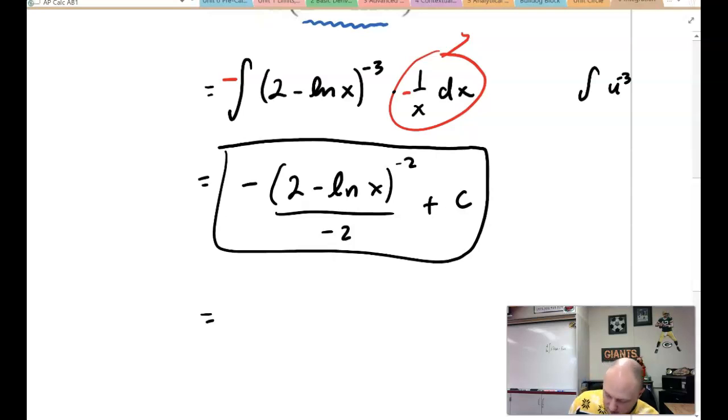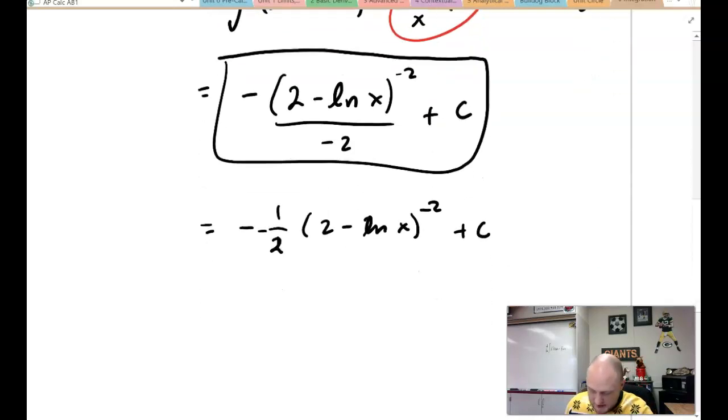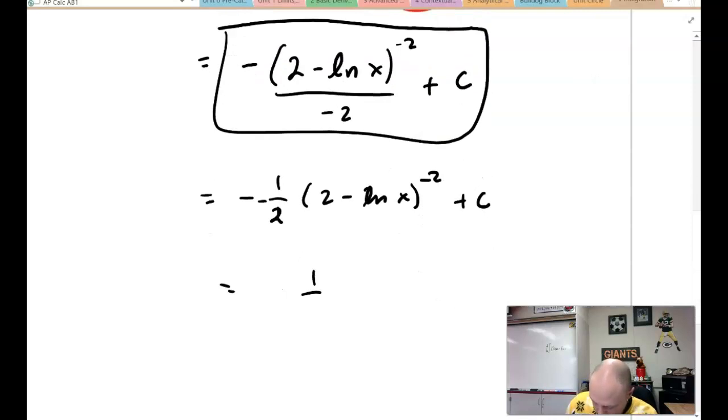Oh yeah, they rewrite it like this. You could have the two negatives, right? Negative times negative 1/2 makes positive. And then you have 2 minus natural log x to the power of negative 2 plus c. So this would be an equivalent form. 1/2, and then this piece just moves into the denominator.